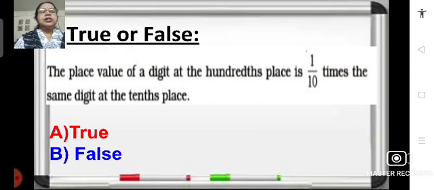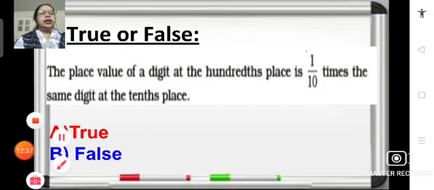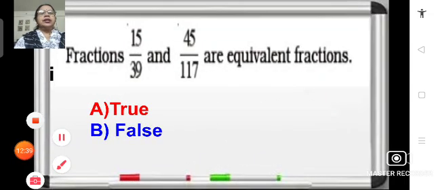It is true and false. The place value of a digit at hundredths place is 1 upon 10 times the same digit at the tens place, isn't it? Yes, it is true. Now, let's move on to the next one.